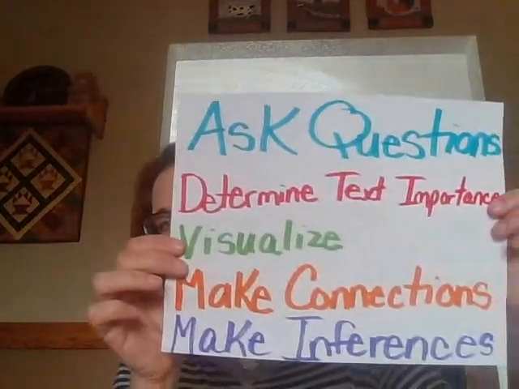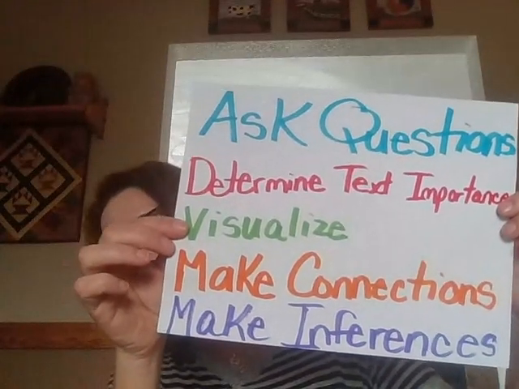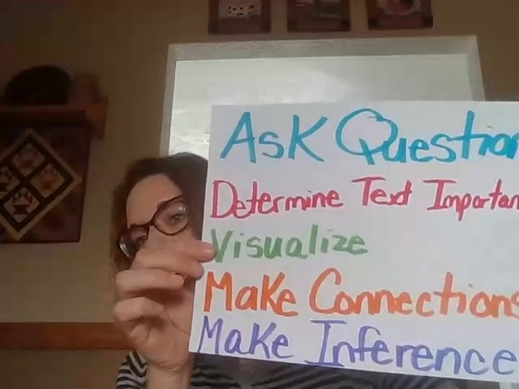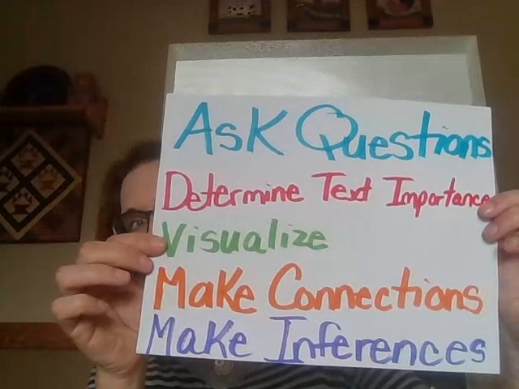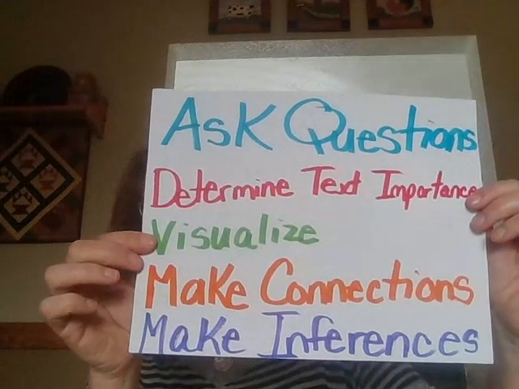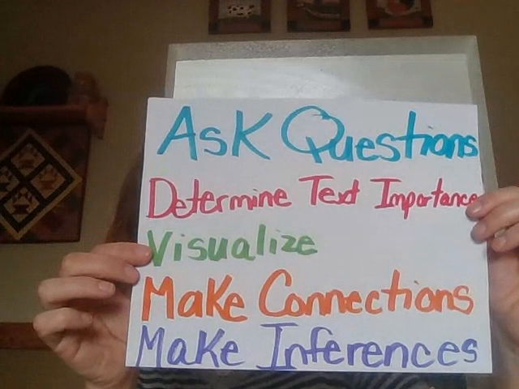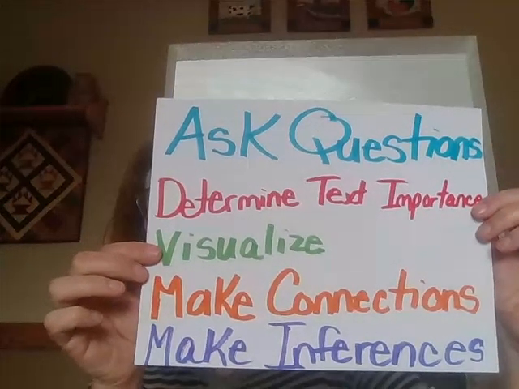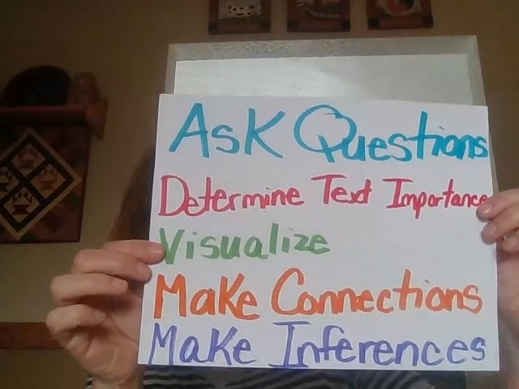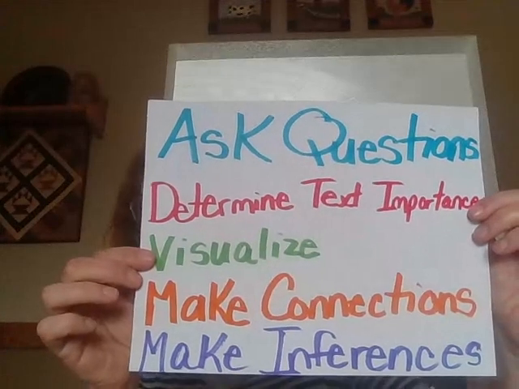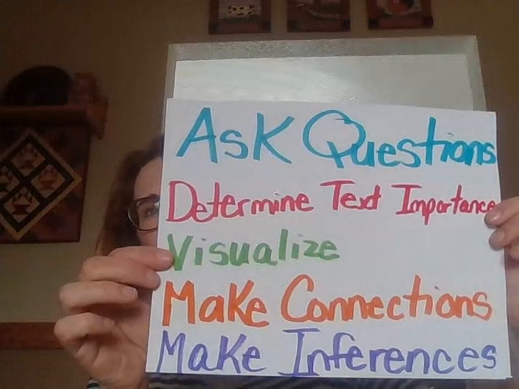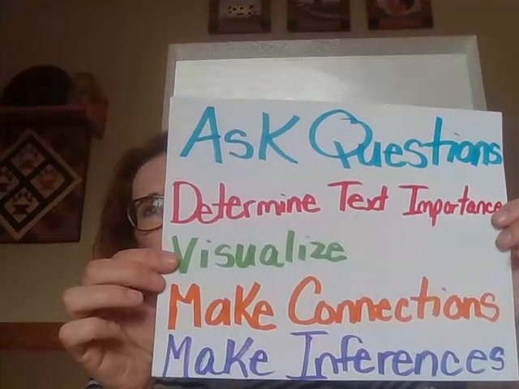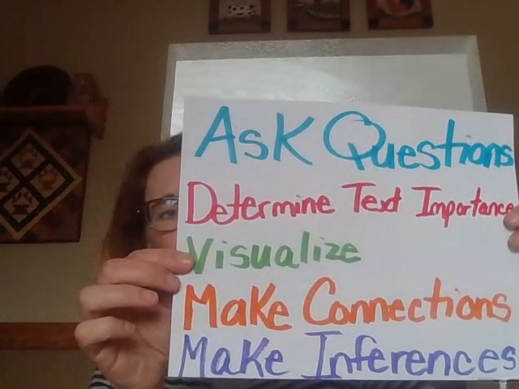Okay, here we go. These are the skills that we've covered so far. There's signs hanging up in our classrooms that talk about all these skills. Good readers always ask questions as they read. They stop and they think, well, I wonder what that means. Good readers determine text importance. As you're reading, you stop and think, did the author put that there because it was very important, or was it just to keep it interesting?